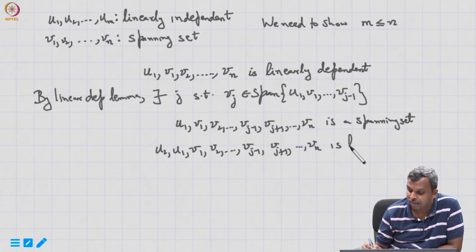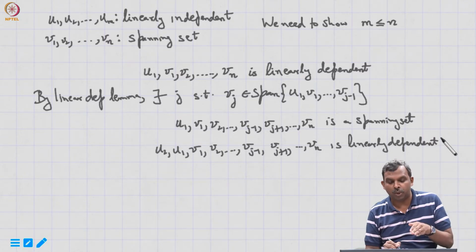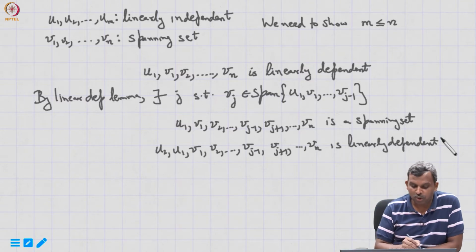This is linearly dependent. Okay, the same argument as before. Okay, you have a spanning set. If you have a spanning set, if you add another vector to it, you will definitely get a linearly dependent set. Okay. Now you use the linear dependence lemma.